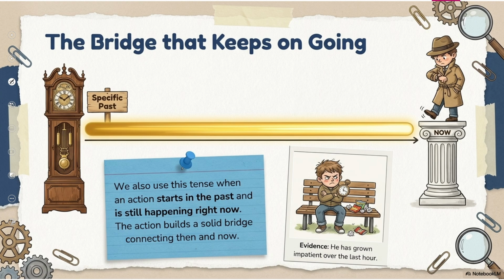It's a bridge, specific past that bridge to now. We also use this tense when an action starts in the past and is still happening right now. The action builds a solid bridge connecting then and now. He has grown impatient over the last hour, and the action is completed.